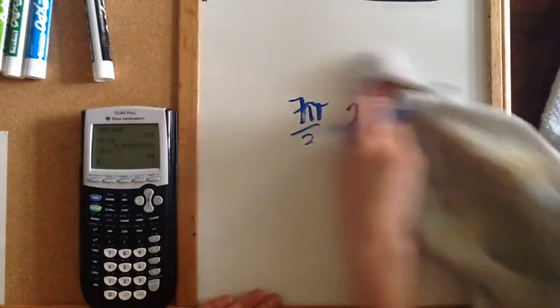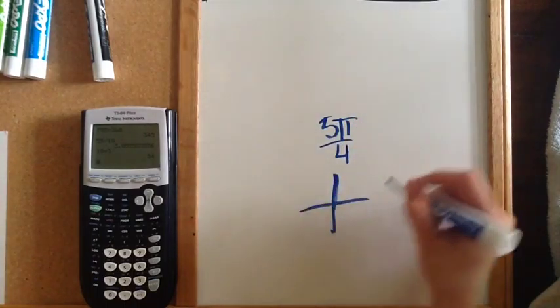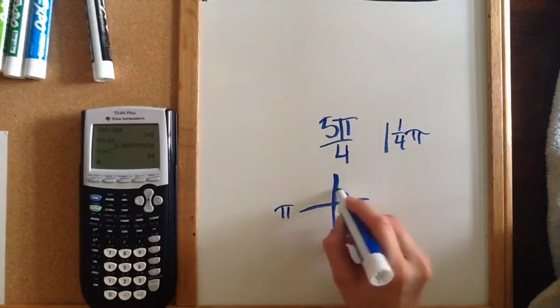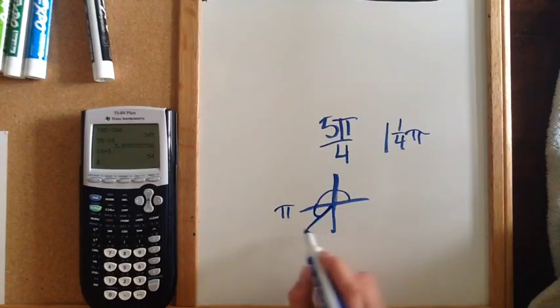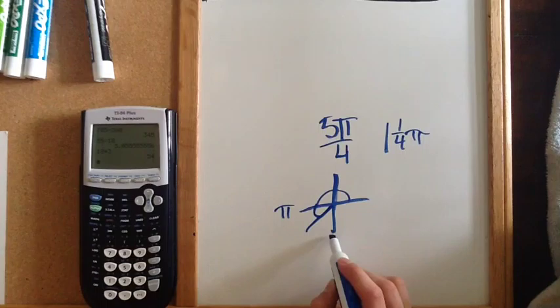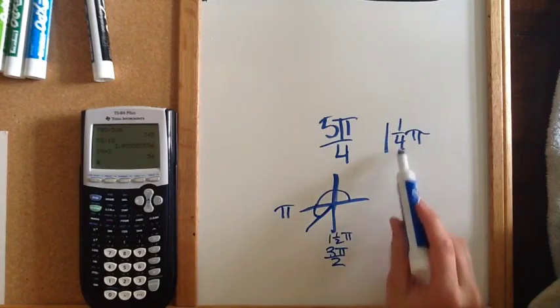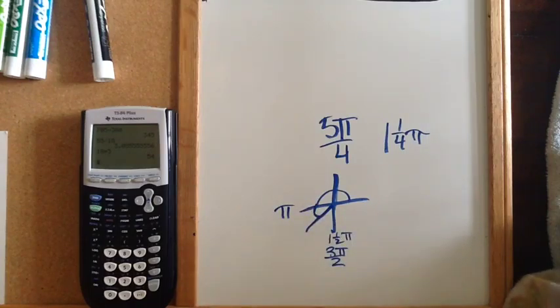If I have something like 5 pi fourths, I have 1 and 1/4 pi. Remember, halfway around is pi, so I'm going to go to pi, and then I'm going to go a fourth of this distance that's left over. So it'd be right here. The other way that you can think of it is a fourth is less than half. So since this is 1.5 pi, which we normally just write as 3 pi halves, I know that 1 and 1/4 is less than 1.5, so it has to be in between pi and 3 pi halves.